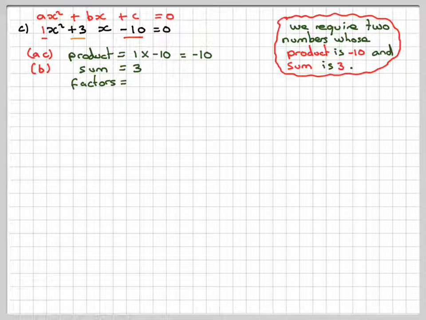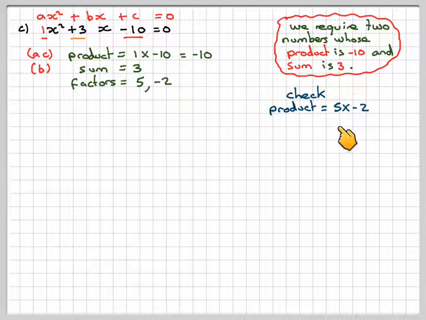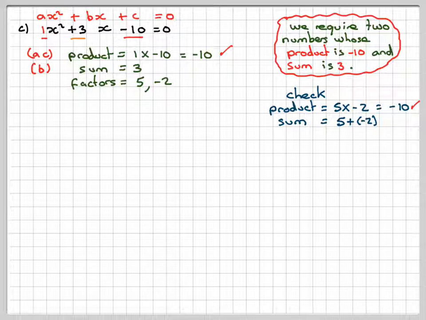So stop the video here and have a think what two numbers you could multiply together to get minus 10, and add the same two numbers to get 3. With a little bit of thought, you might have come up with 5 and minus 2. You should just do a little check. The product is 5 times minus 2, which is minus 10, and that's correct. Then the sum of 5 plus minus 2 is 3, and that's also correct. So now we can proceed with our equations. We write down x squared, and we split the middle term up into 5x and minus 2x.